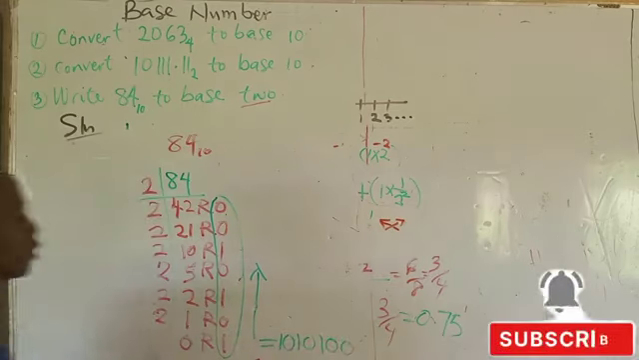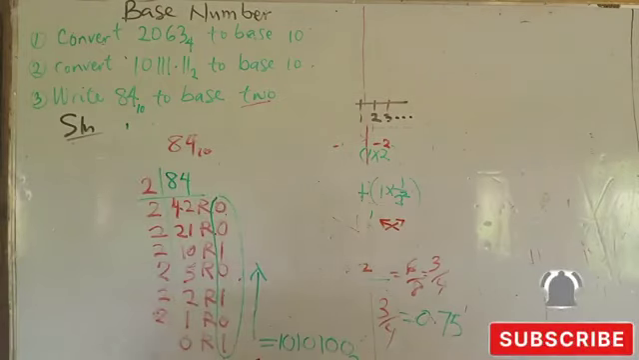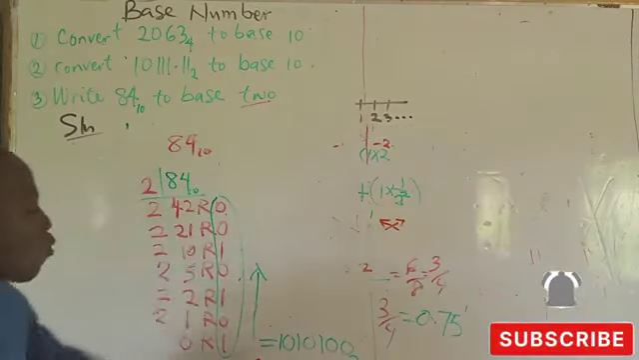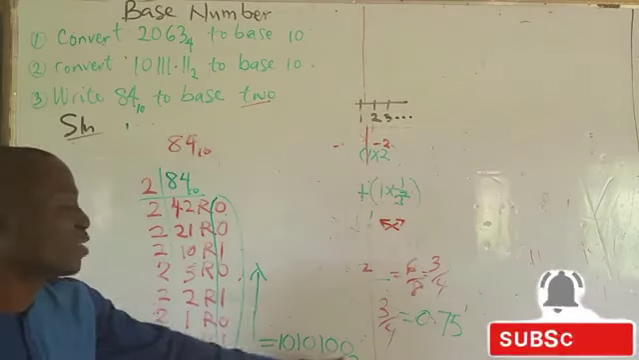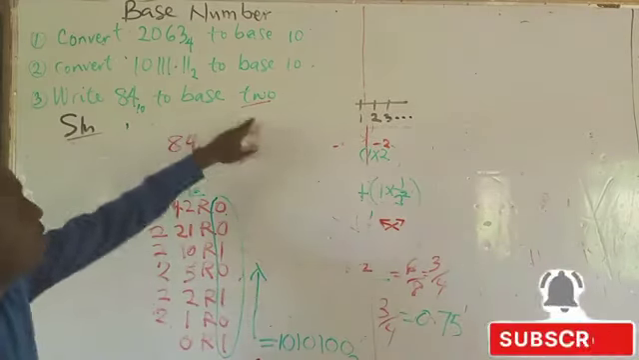0, 0. What base is this? It is in base 2. So 84 in base 10 is now 10101000 in base 2. So anytime I'm converting from base 10 to any base, it's the same procedure.